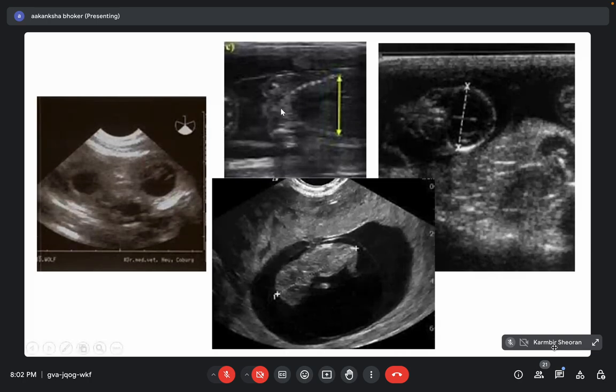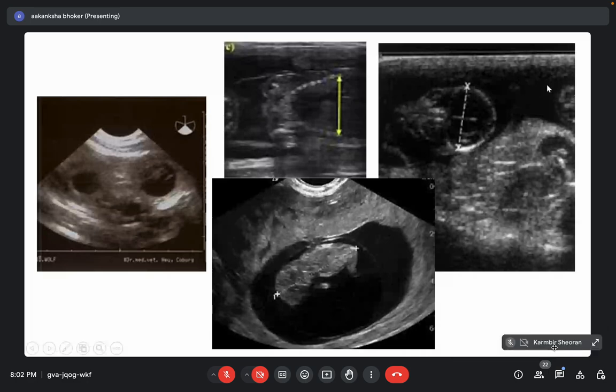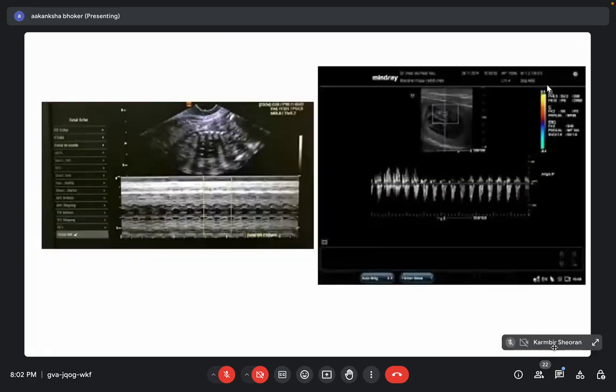Now next, in other ways we can measure the biparietal diameter. At the head region, we can measure the biparietal diameter to get the gestational age, or we can take the body diameter to get the gestational age, or we can use the crown rump length. So for different phases, different term periods of the pregnancy, different formulas are used, and we will just put the values in to get the gestational age of the fetus.